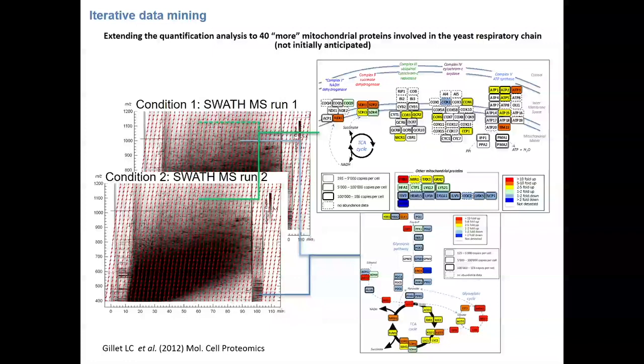So in the SRM example, you're out of luck because you've already done the measurement. But in the DIA data, we can just go back and say, okay, we're going to try and re-extract the information for all of these ATP or electron transport chain complexes. And this also goes in the direction of iterative data mining: the data should be there within the constraints of the measurement, and you can go back and look at the data over and over.